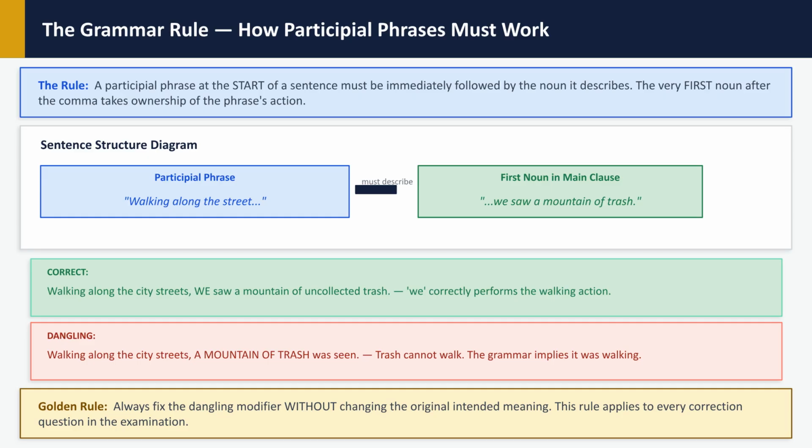The core rule for participial phrases is that the phrase at the start must be immediately followed by the noun it describes. Otherwise, the noun following the comma is assumed to be the subject. Always fix the dangling modifier without changing the original intended meaning.